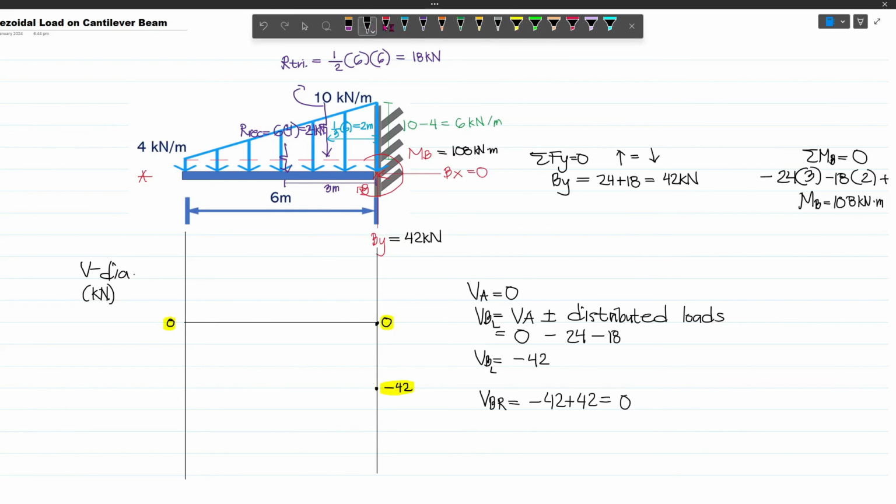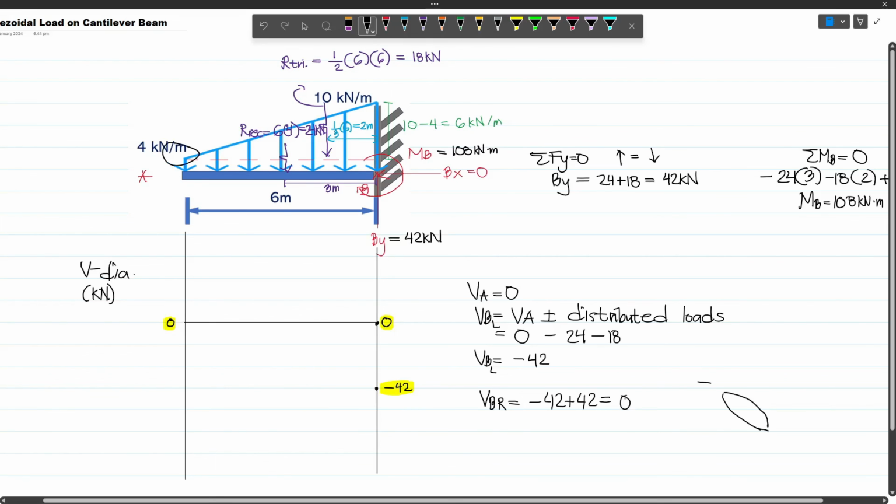Now sir, what will be our connecting line? Diba, our load is acting downward, and so we have negative. And so we will actually draw a leaf pointing to the left. Yan. And then diba, our load is increasing because it started from 4 and then ended at 10.